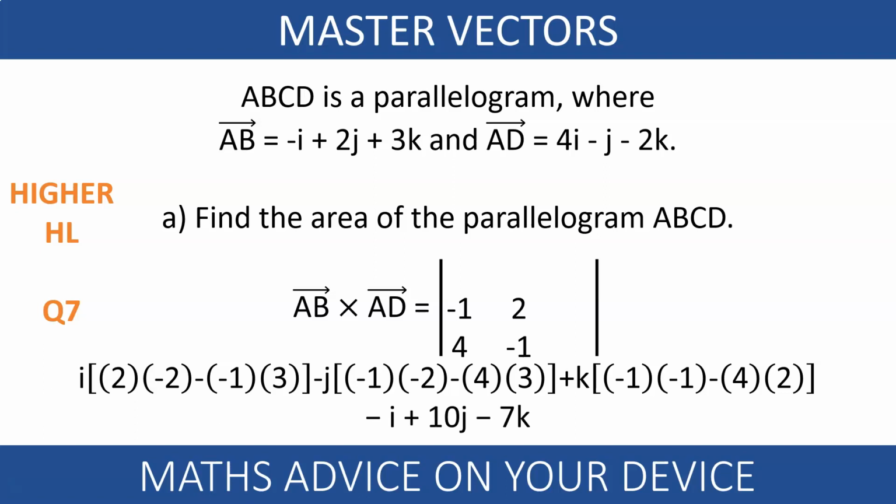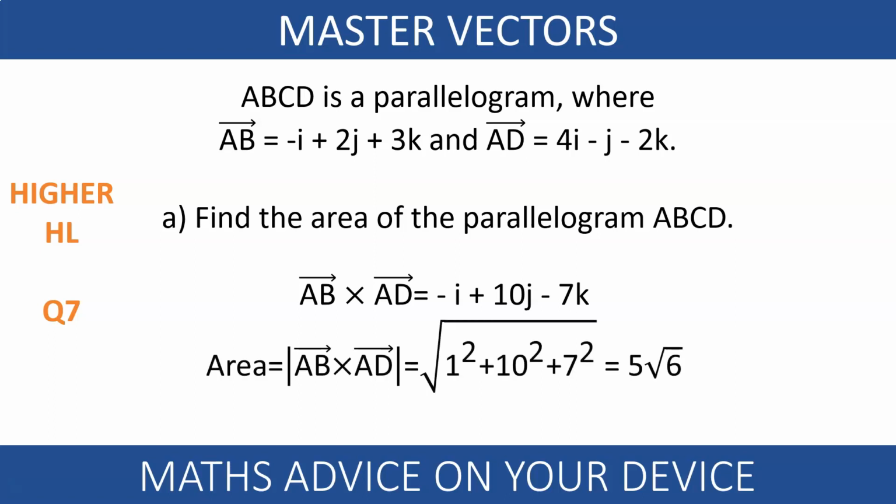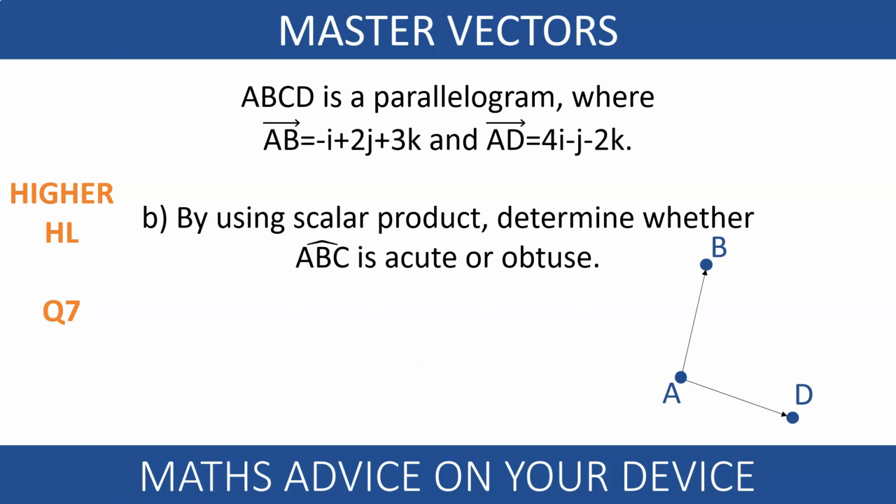You could stop the video here and check this small calculation. The vector product between AB and AD is negative i plus 10j minus 7k. That is 2 marks for you. The area is the modulus of this product. Using Pythagoras in 3 dimensions, we obtain the square root of 1 squared plus 10 squared plus 7 squared. The other 4 marks come from part B.